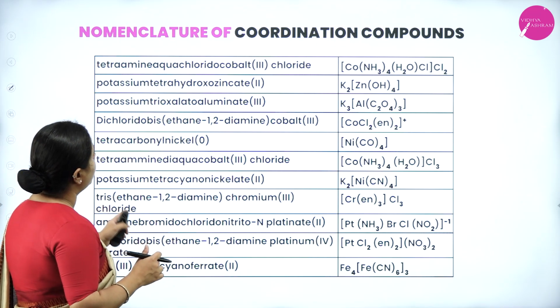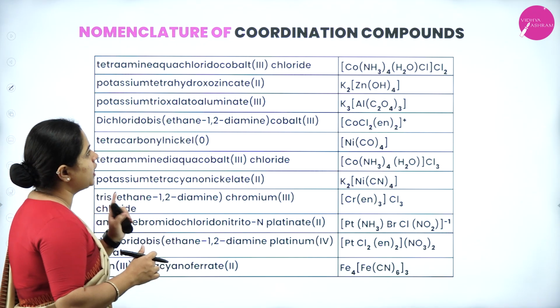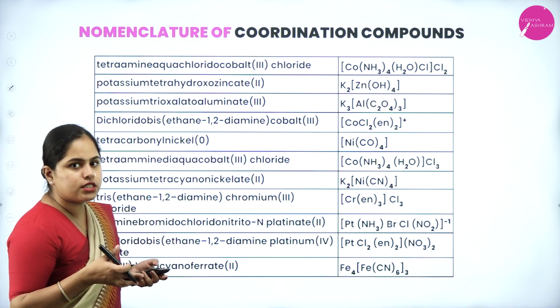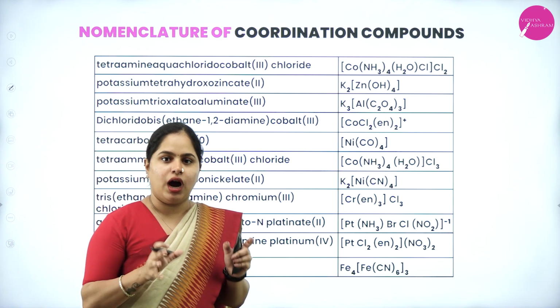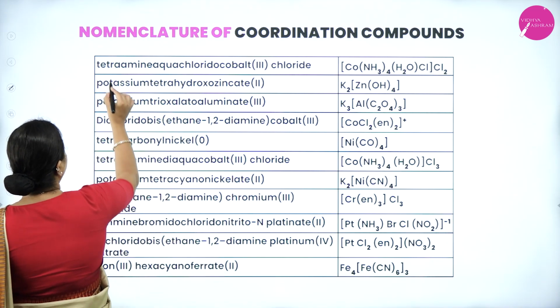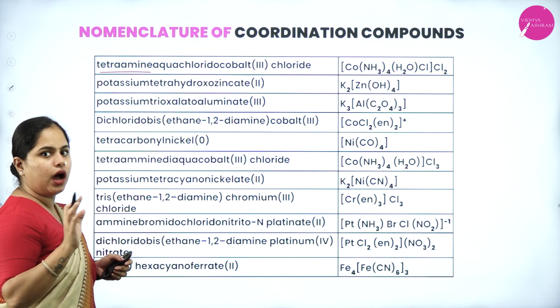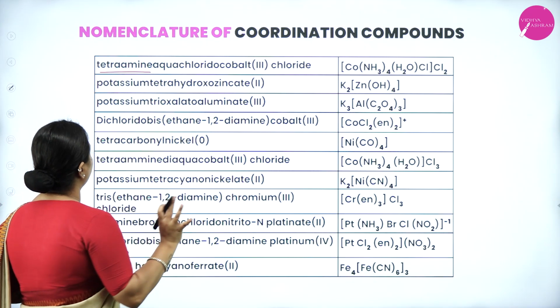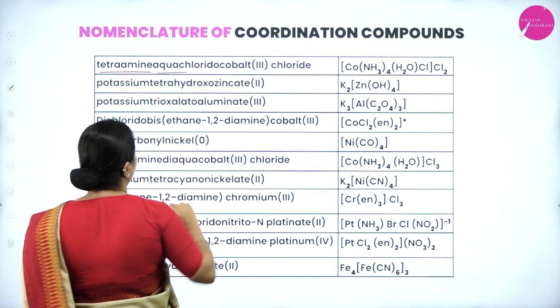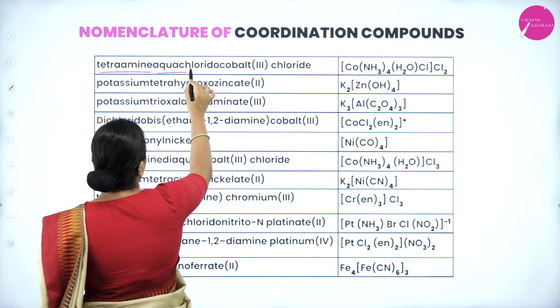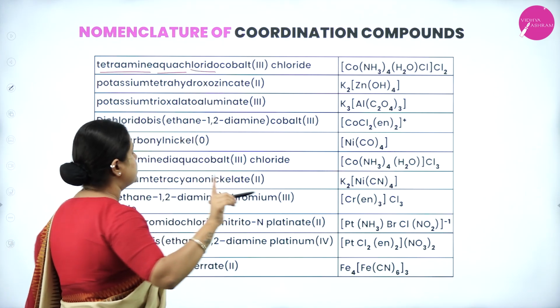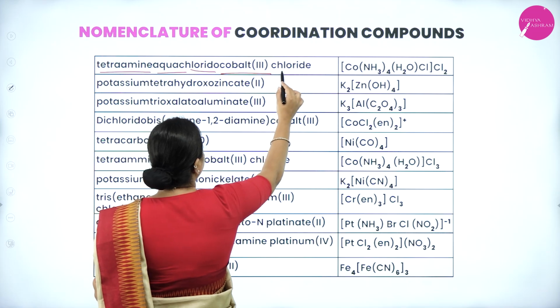Tetraamine, aqua, chlorido, cobalt 3 chloride. So from the name itself, there are many things that you have to understand, right? First there is tetraamine. That means 4 amine ligands are there. Aqua, only 1 aqua is there. Chlorido, only 1 chlorido is there. And it is written cobalt 3 chloride.